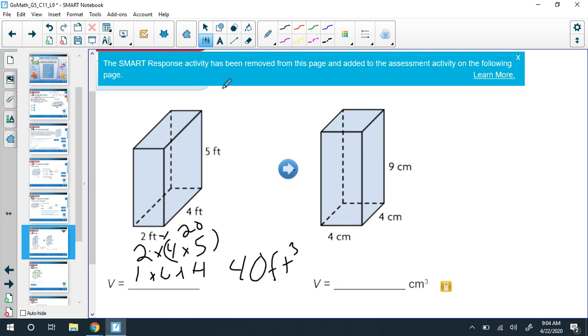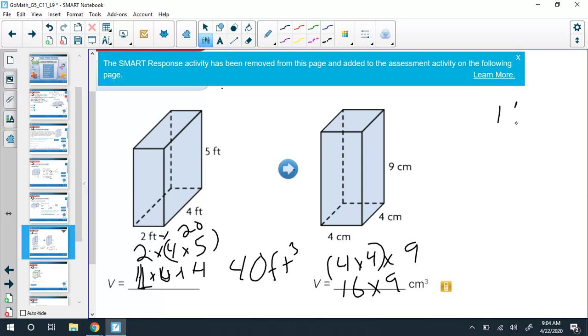Alrighty. So again, our formula for volume: length times width times height. So we have 4 times 4 times 9. I guess here it probably doesn't really matter, but I'm going to go ahead and just do 4 times 4 first, which is 16 times 9.